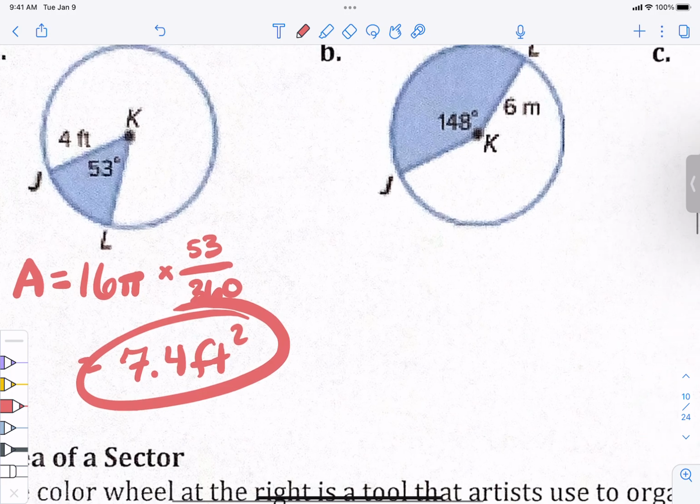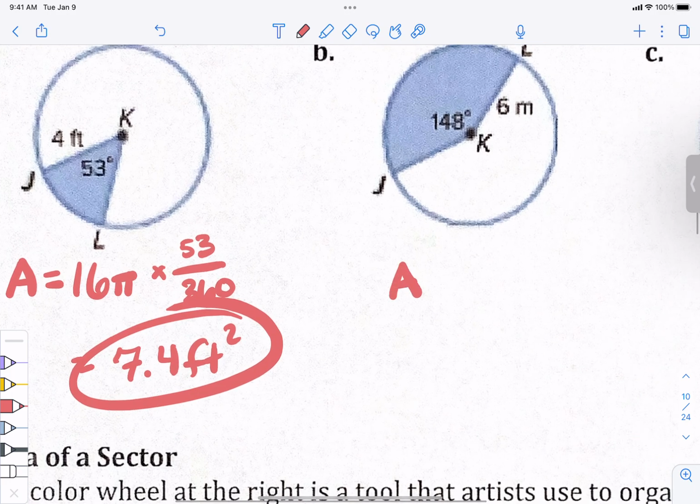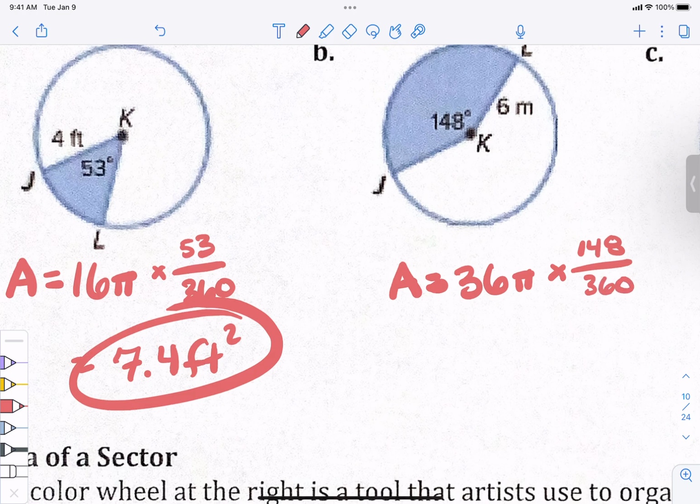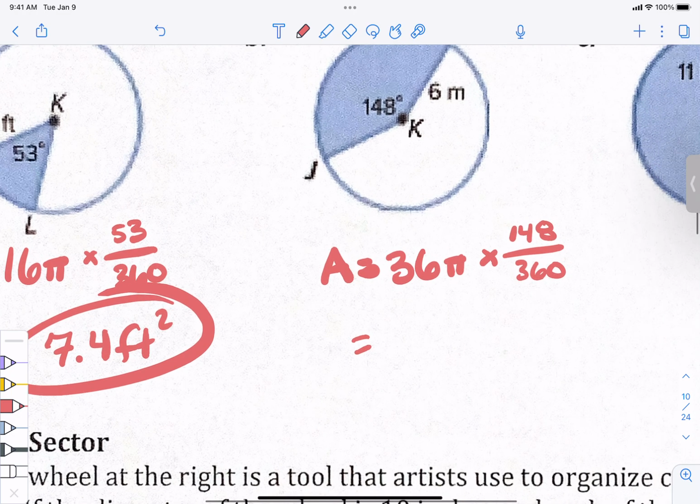All right. Part B. If we were to do the whole area, it would be 36 pi, but we're going to multiply by 148 out of 360. 46.5. Because you're only finding, are you sure? So it's 46.5. Okay. So you're trying to find feet squared.